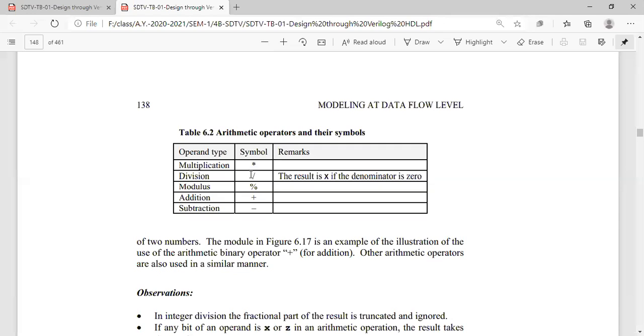We use the star for multiplication, and the slash for division, where we get the quotient. Just by writing this slash, only the coefficient will be taken. The result is x if the denominator is 0. The modulus gives the remainder. The symbol we use for modulus is the percentage, where we take the remainder as our result. For the division, we use the slash, and that is the coefficient we have to take. If the denominator is 0, then we take the value of x as the result.